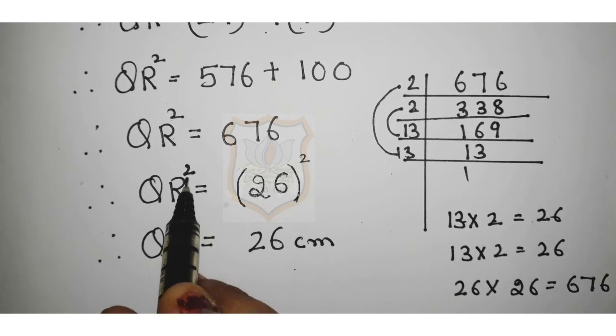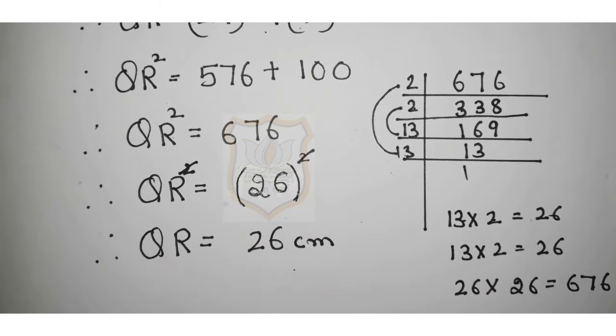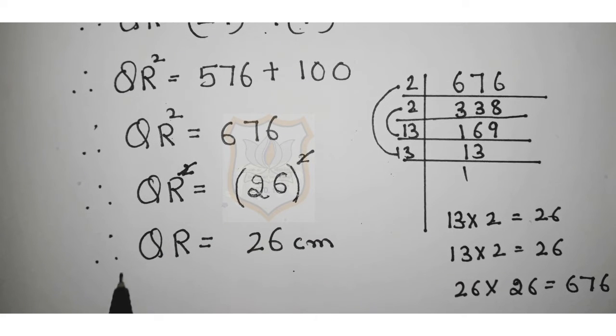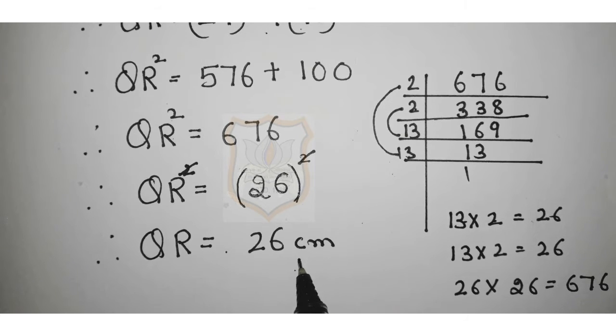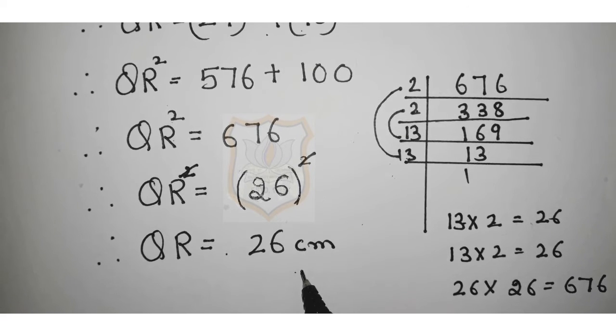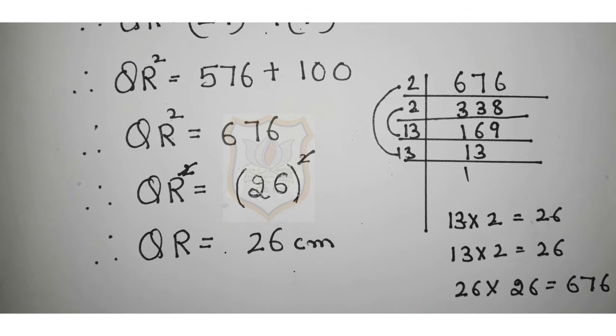Now QR square is equal to 26 square. Now the squares cancel. Therefore, the value of QR is equal to 26 centimeter, and that is what we have to find out. We have to find out the value of QR, that is equal to 26 centimeter.